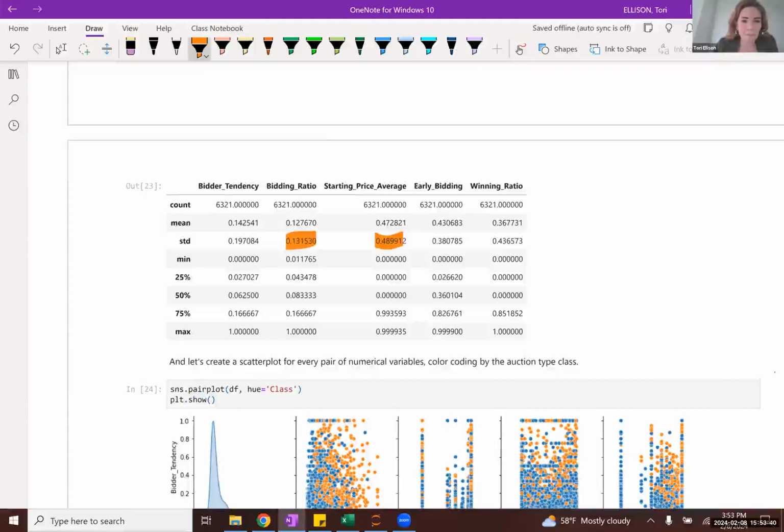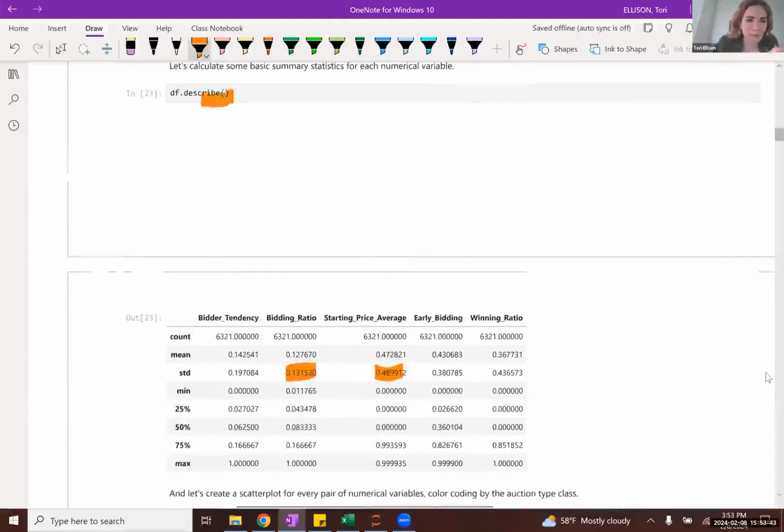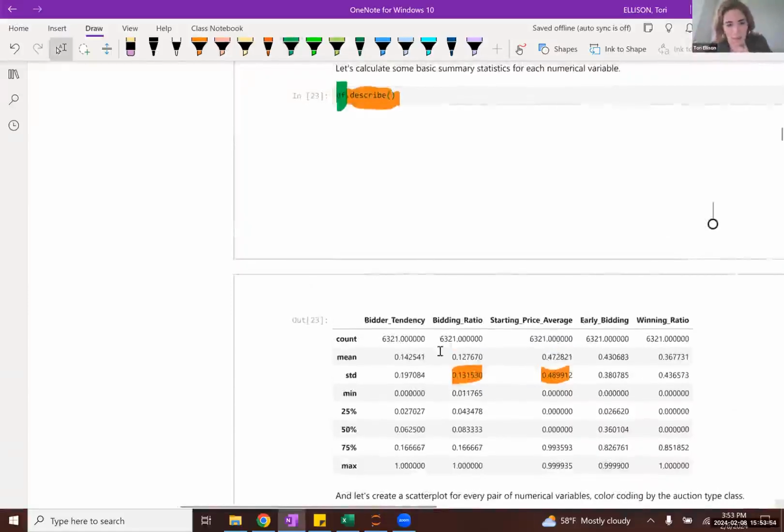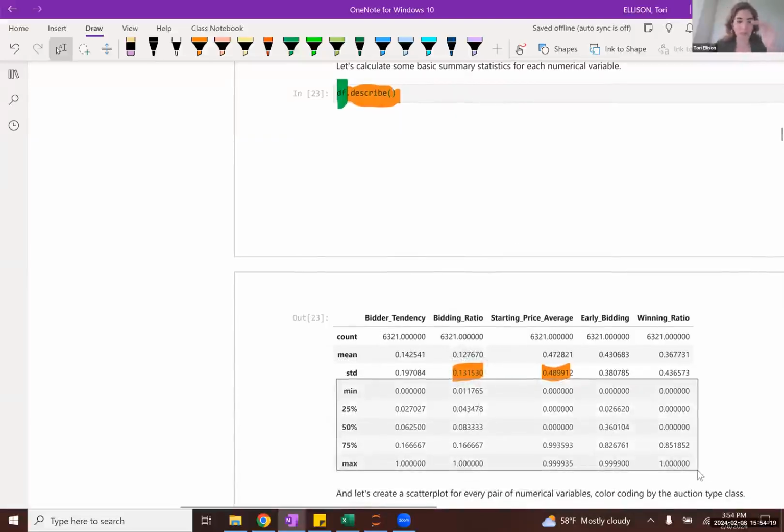So for instance, I can use the describe function before performing any TSNE plot projections. And for instance, I can see that the change in the scale for two of these variables here is somewhat different. But for instance, I might deem that this starting price average scale is not too dramatically higher than this bidding ratio scale. And in addition, you also want to consider that the way that these variables are designed, as we can see here, are basically designed to be between 0 and 1.